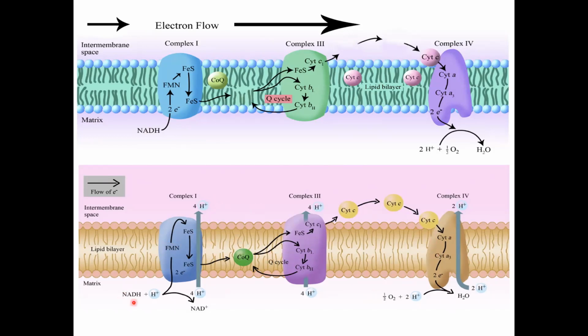complexes. So here NADH will donate an electron to complex 1, and complex 1 will donate that electron to coenzyme Q. Coenzyme Q will donate that electron to complex 3. Complex 3 can donate that electron to cytochrome C. Cytochrome C can donate that electron to complex 4. And complex 4 can donate the electrons to oxygen in order to make water.